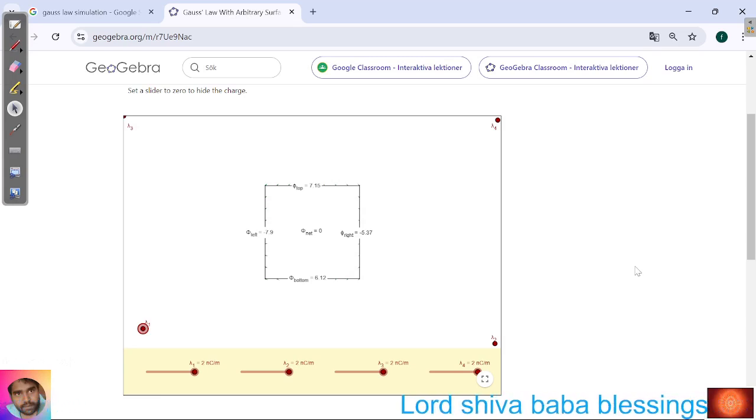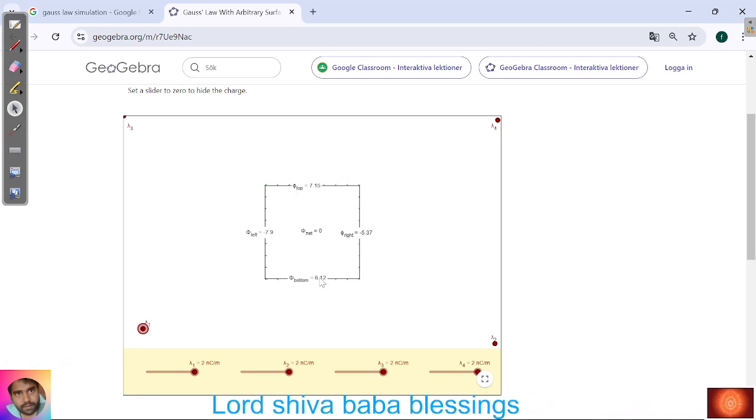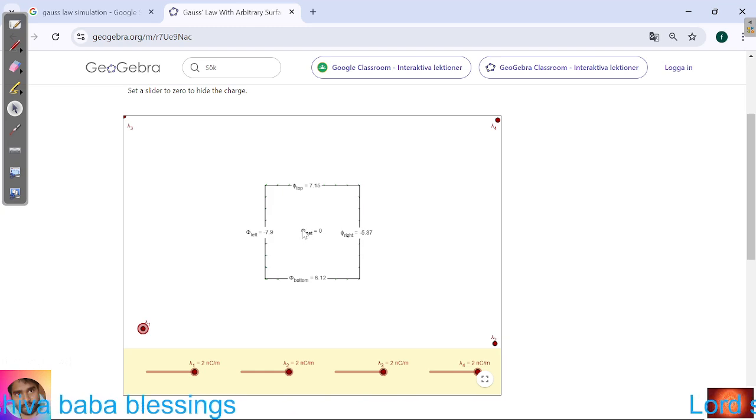So let us look at the simulation of the Gauss law which I explained right now. This is your Gaussian surface which is shown in the square. At the center it is given as phi net, that is the total flux, which is given as 0.